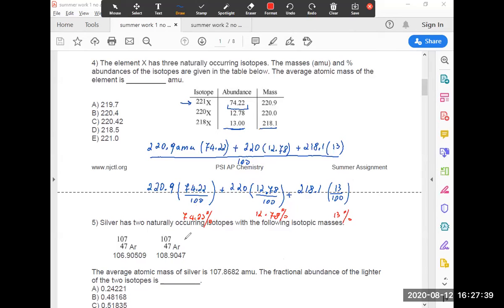Or I can write 0.7422 or 0.1278 or 0.13, right? All of those are exactly the same thing, so I have to multiply by one of those, whichever you like. Still, it means exactly the same thing. So this is going to be the average that we are looking for, okay?